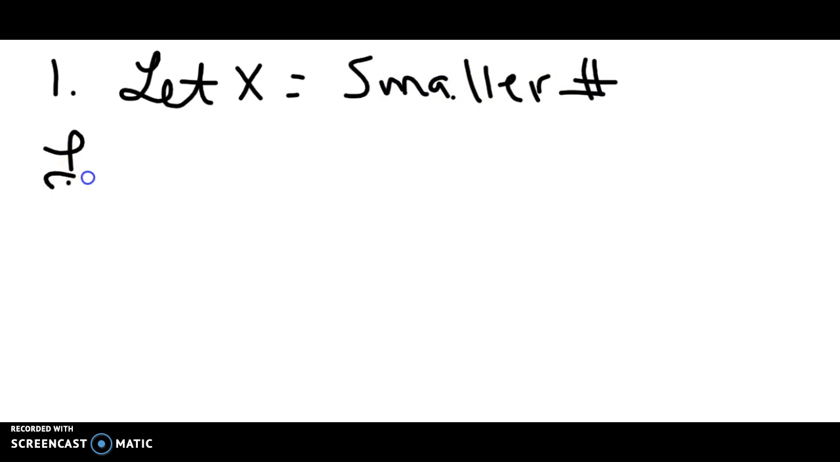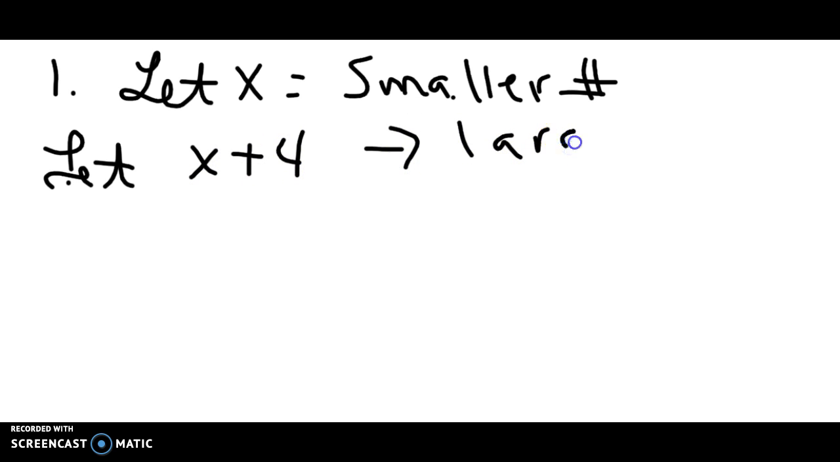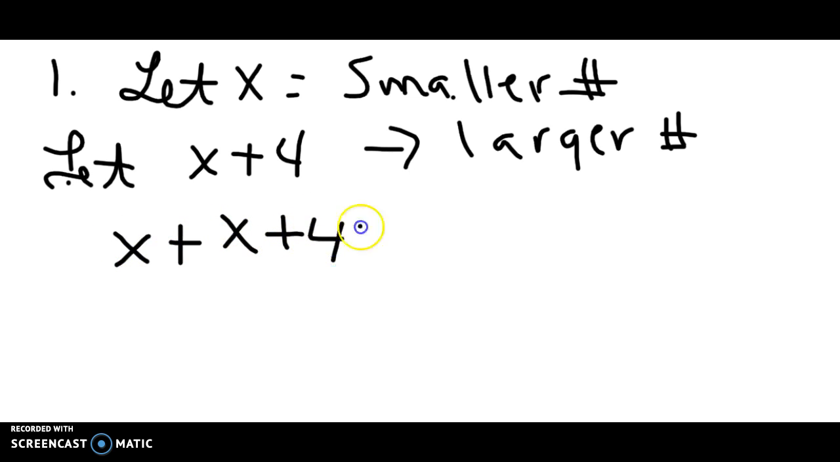And then read that again. It says the larger of the two numbers is 4 more than the smaller. So 4 more than the smaller, so that's going to be your larger number. Okay? So now, when we add them together, they're going to equal 74.